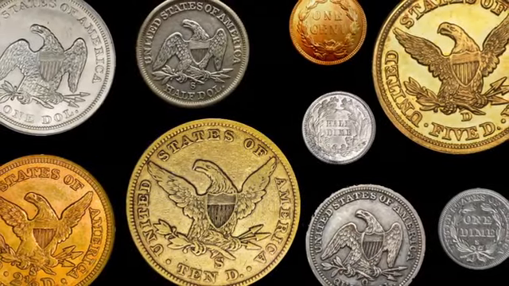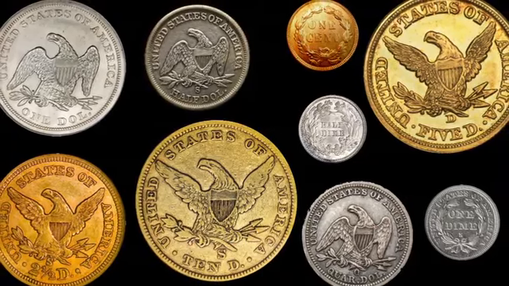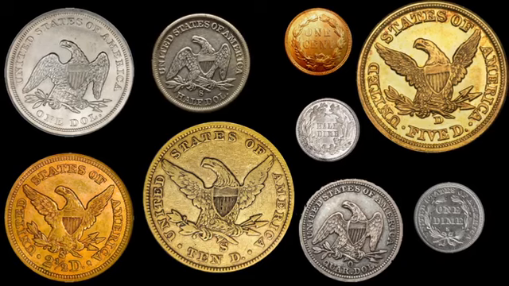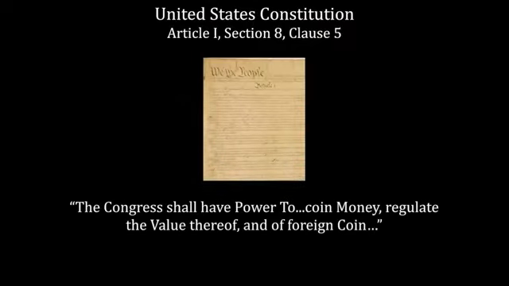Up until 1862, gold, silver, and copper coins were the only money issued by the federal government. There was no paper currency issued. This was in keeping with Article 1, Section 8, Clause 5 of the U.S. Constitution, which states, "The Congress shall have power to coin money, regulate the value thereof, and of foreign coin."